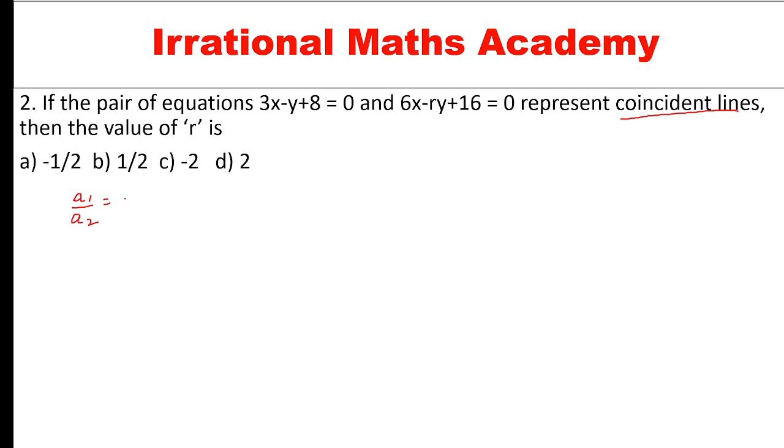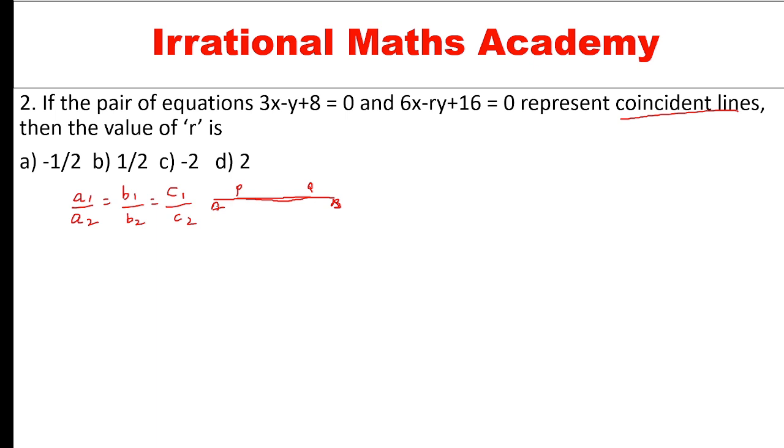These are two lines, right? I think you remember what I'm saying. A1 by A2 equal to B1 by B2 equal to C1 by C2. This is the condition for coincident lines. Diagrammatically, if this is my one line, PQ, another line is exactly overlapping with this one. Can you see this?